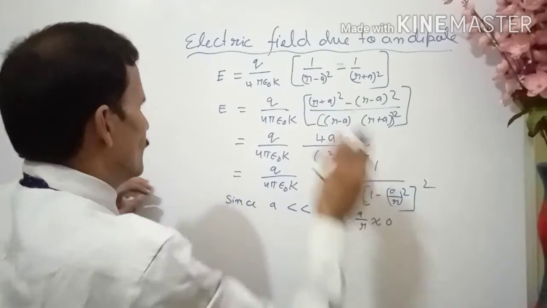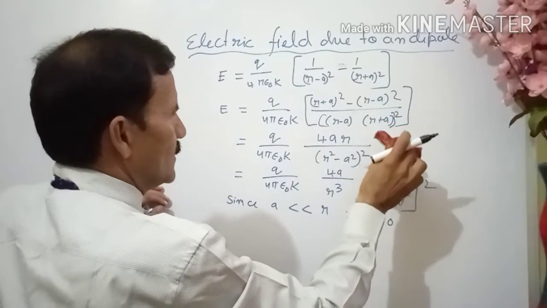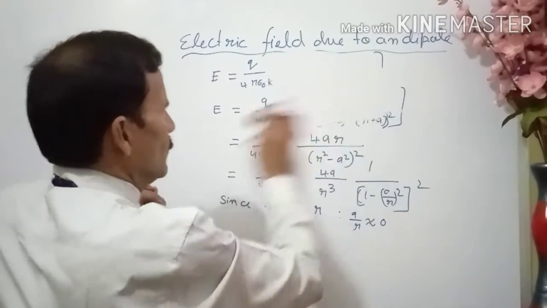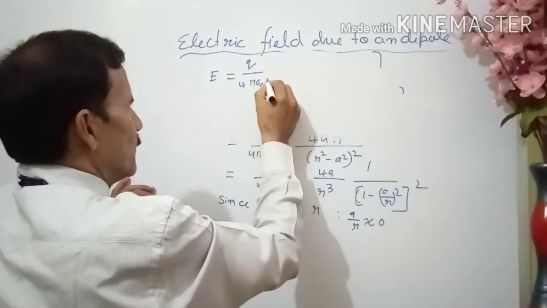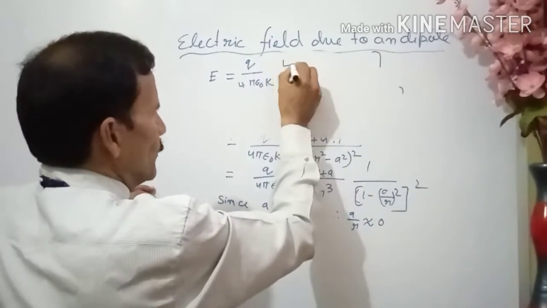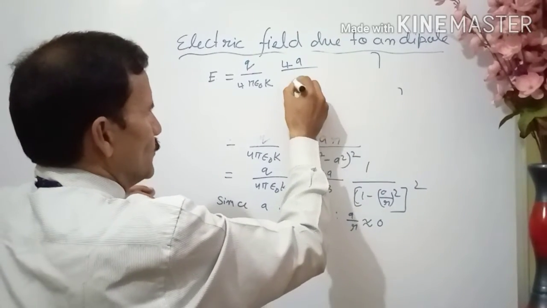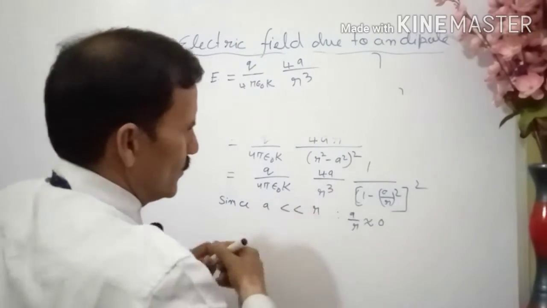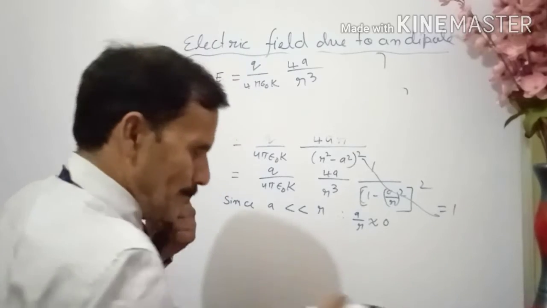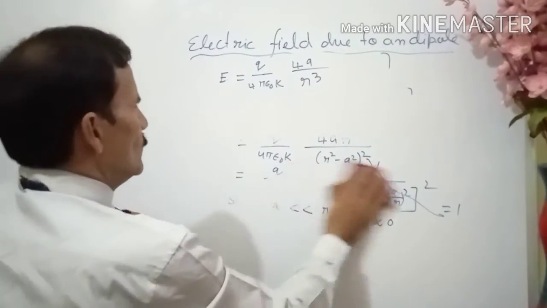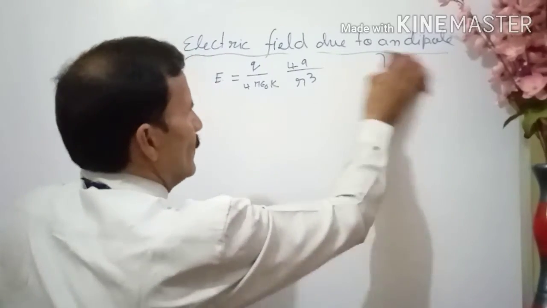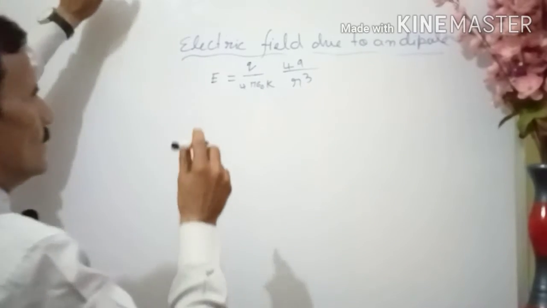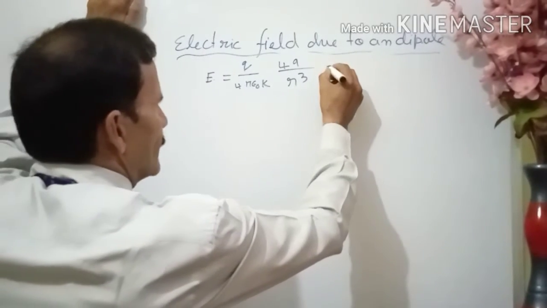So put here E is equal to q upon 4 pi epsilon naught, and here this thing will be missing. So it is equal to 4 pi epsilon naught k and 4a upon r cube. Okay, this is 0, so this is 1 square, so this will go out. This is approximately equal to 1 when you put the 0. So this is the magnitude of electric field at a point on the axis of the dipole, and when you are putting the direction, then put the direction of p cap.